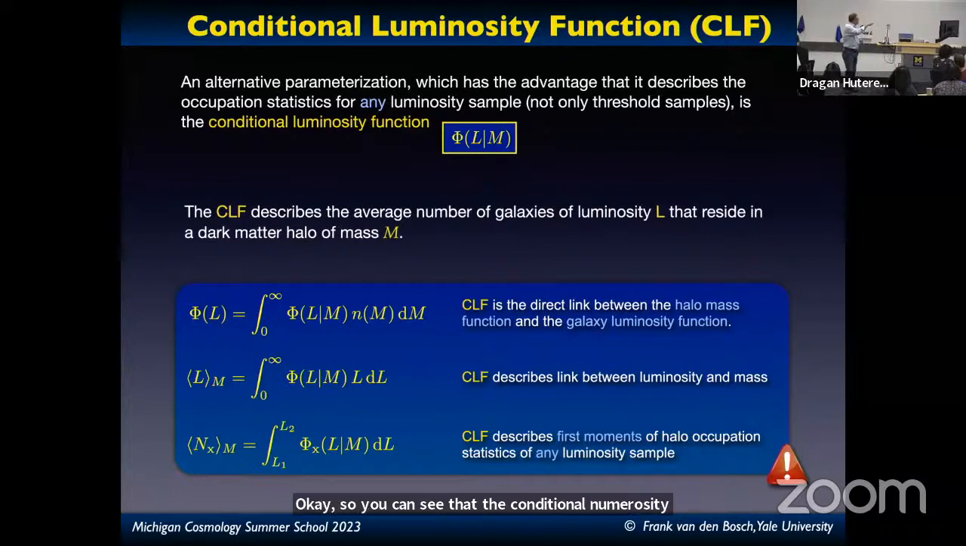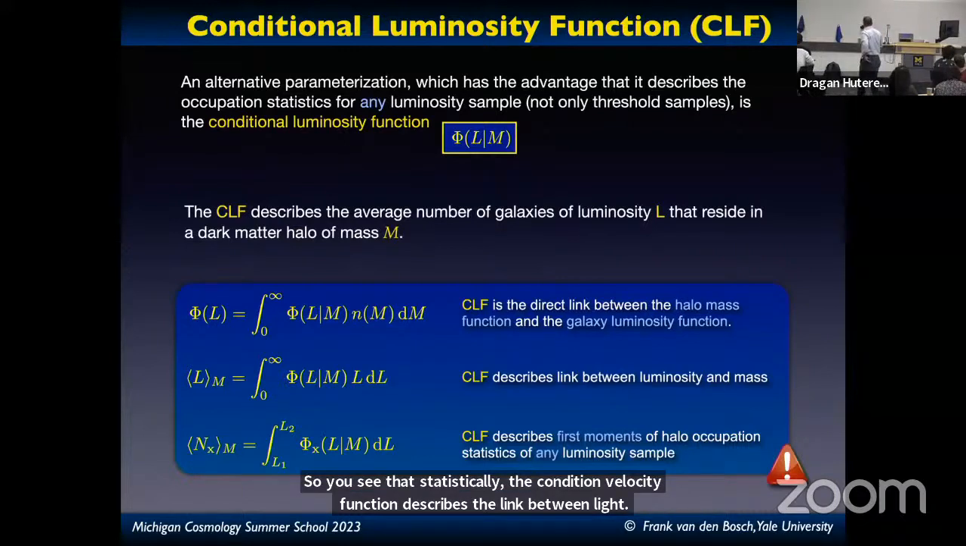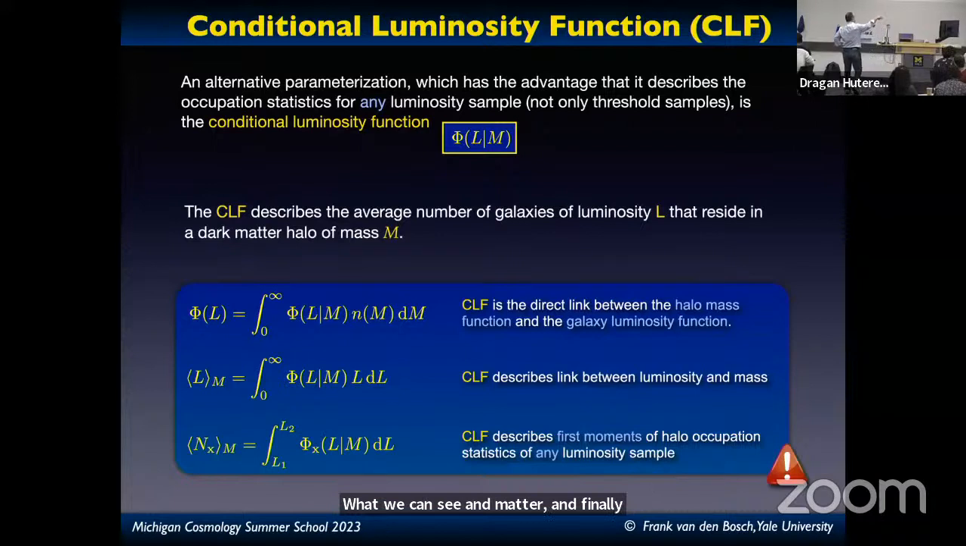You can integrate it over luminosity weighted by the luminosity of each galaxy. That predicts how much light on average is coming from a halo of mass M. So you see that statistically, the conditional luminosity function describes the link between light, what we can see, and matter. And finally, it's directly related to the halo occupation models that I showed before, the HOD. You can just integrate it from luminosity L1 to infinity, and that's the same as the N that people use in these HOD models.